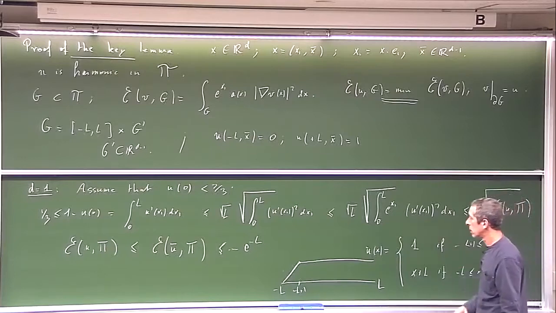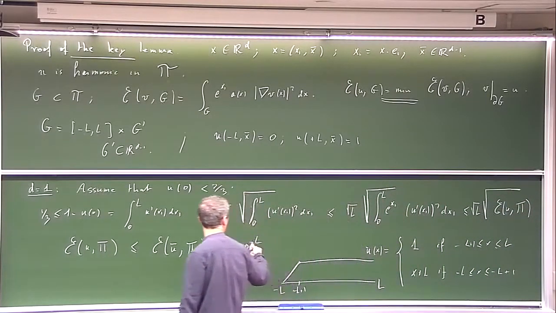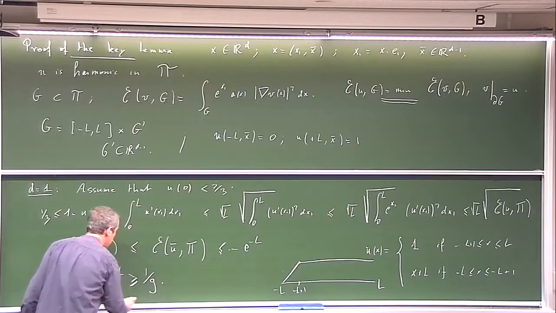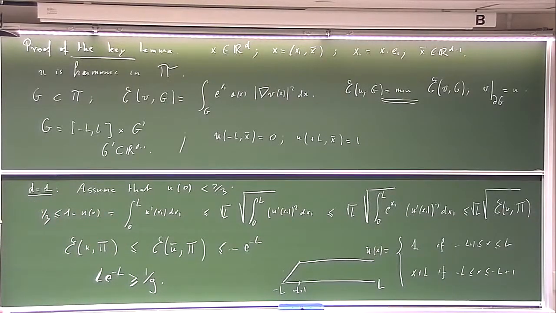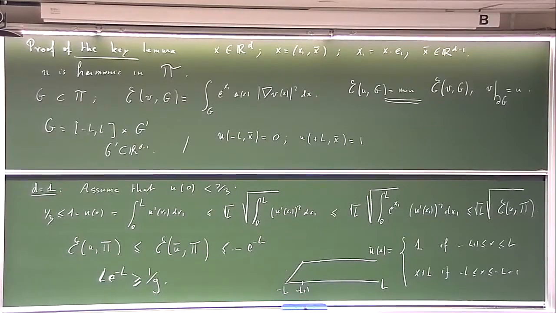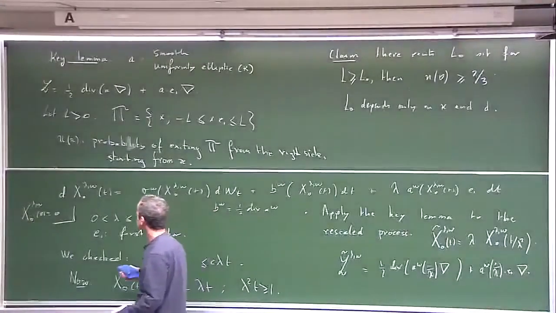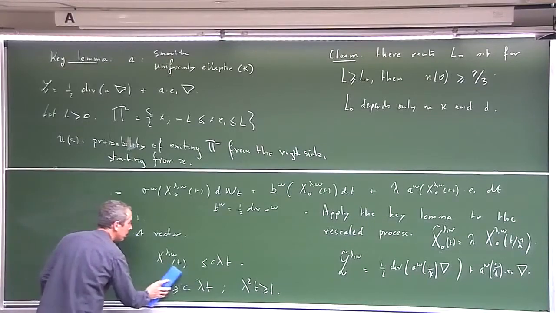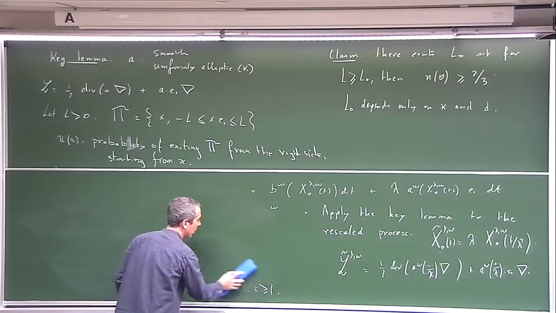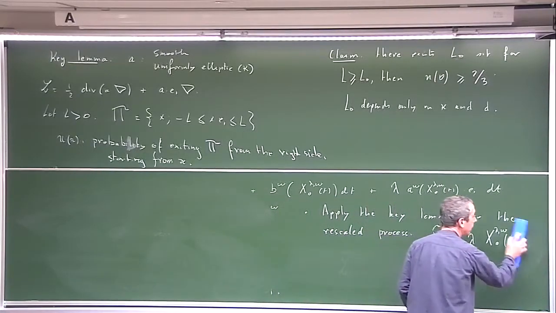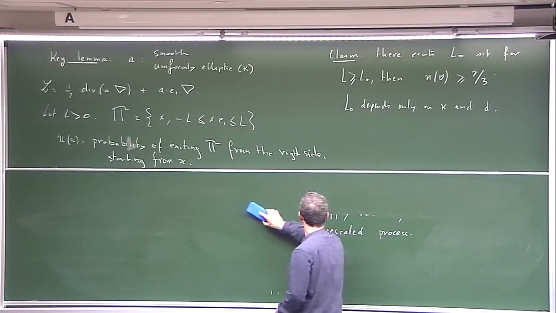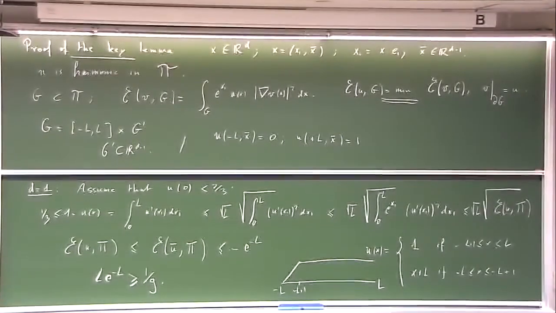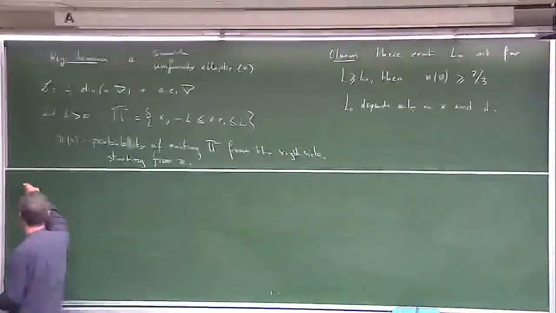So if we put things together, we see that we have something like L exponential minus L should be larger than 1 over 9. And so if we choose L large enough, then we get a contradiction, and then U of 0 is larger than 2/3. Okay. Now we try to adapt this argument when the dimension is larger than or equal to 2.